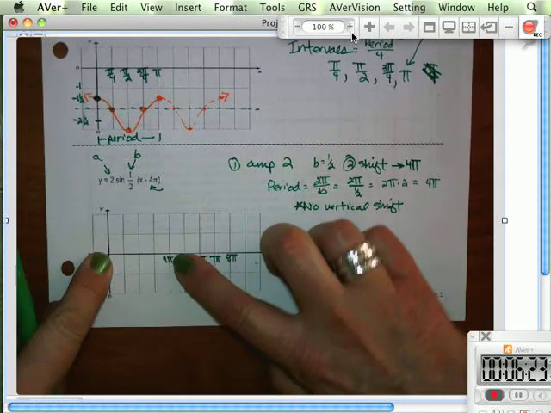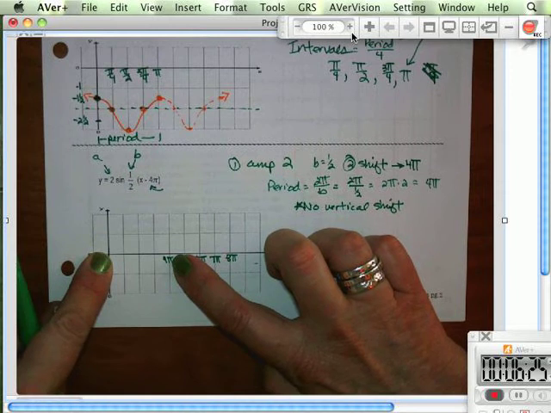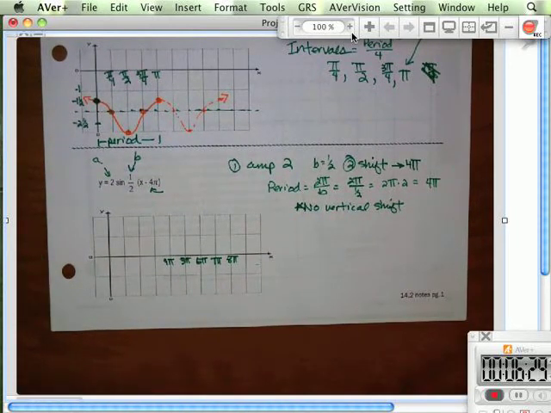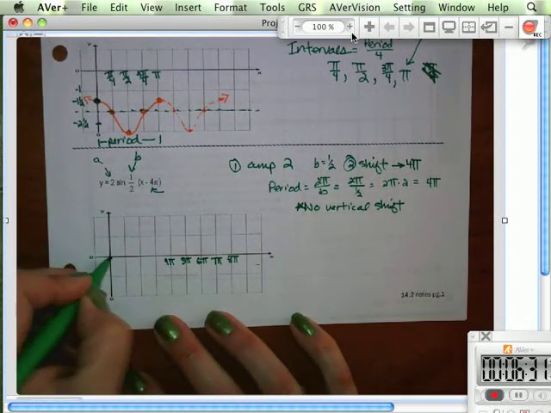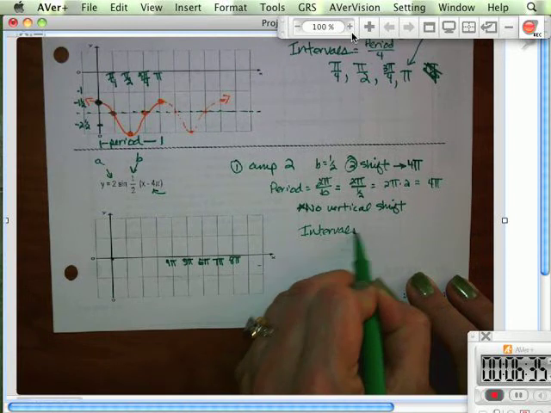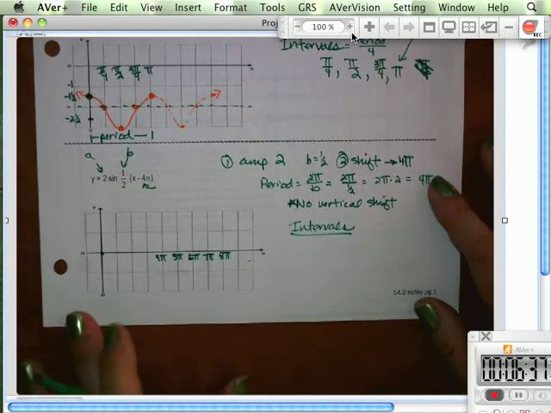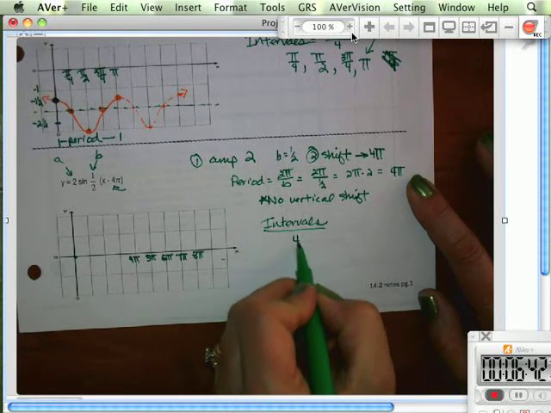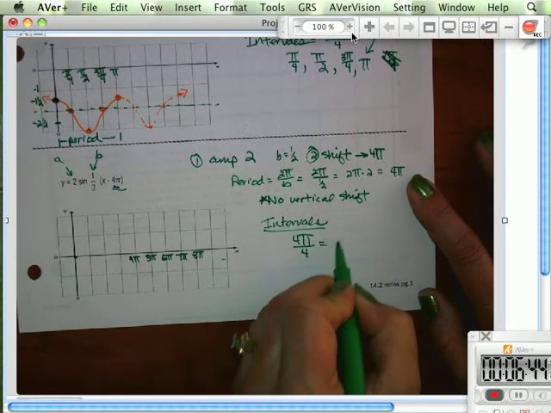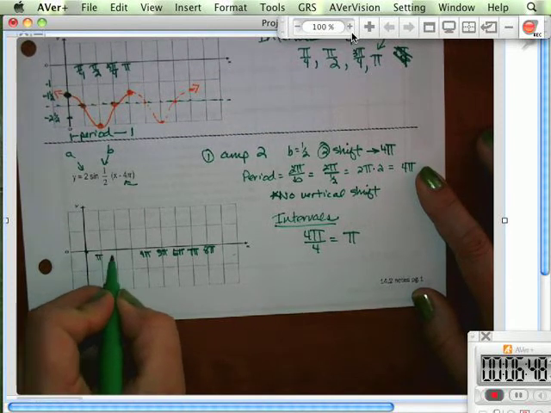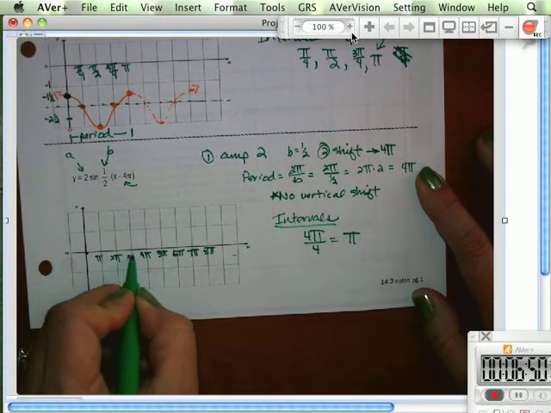My original thing would be right here, and now I'm going to go over here. So let's draw the original one first. Let's do our intervals. How do I find the intervals again? 4 pi divided by 4, so I have intervals of pi. And that's where I came up with these numbers: pi, 2 pi, 3 pi.